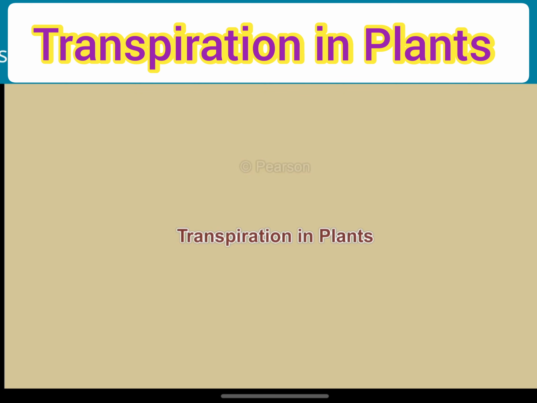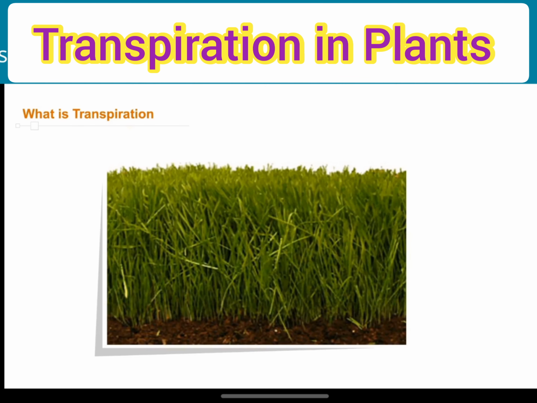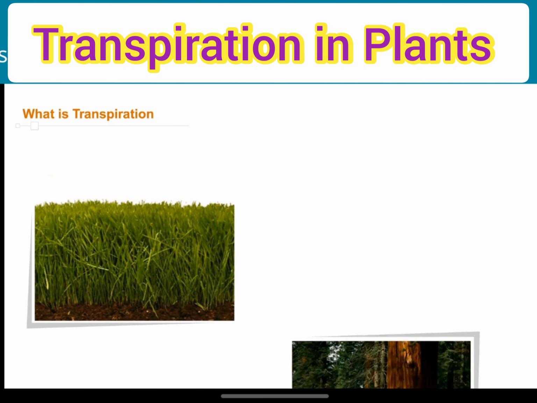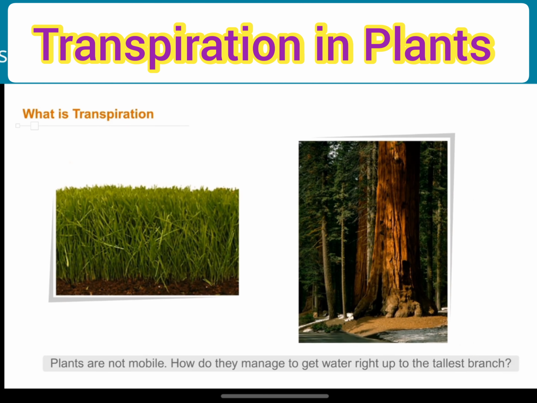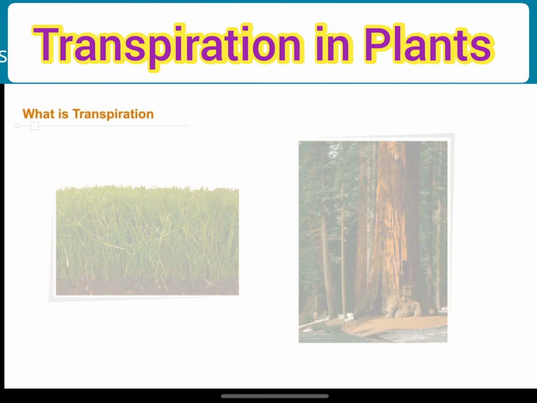Transpiration in plants. All plants from the smallest weed to the tallest tree, which is several meters tall, need water. Plants are not mobile. How do they manage to get water right up to the tallest branch?